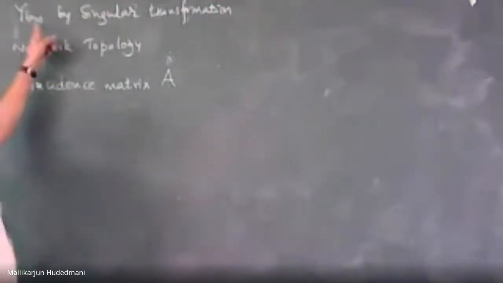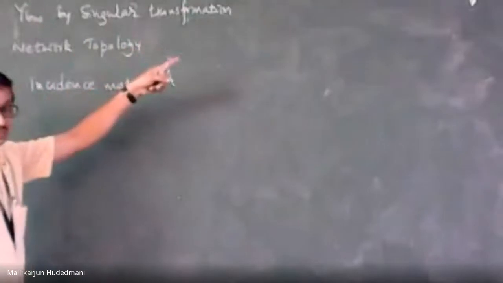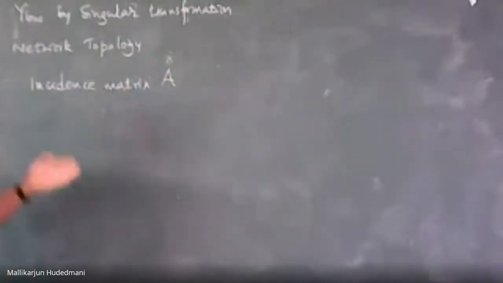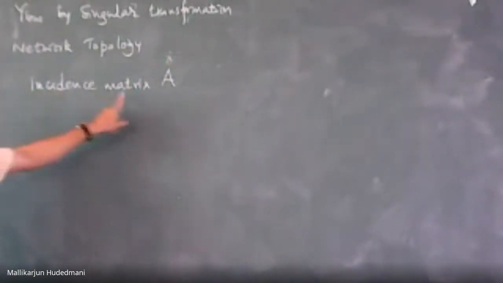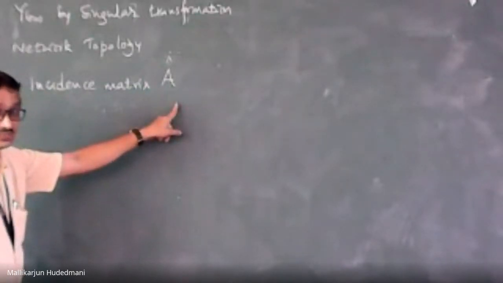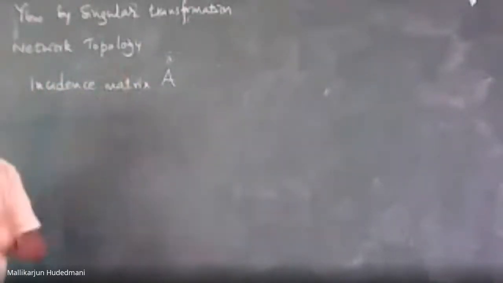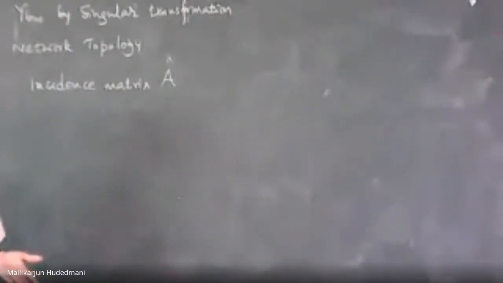I would like to obtain the Y bus of a system by the singular transformation method. For that to happen, I need to have the incidence matrix of the system. To obtain the incidence matrix, my primitive prerequisite is network topology. Without investing much time in that, let us come to a graphical representation.